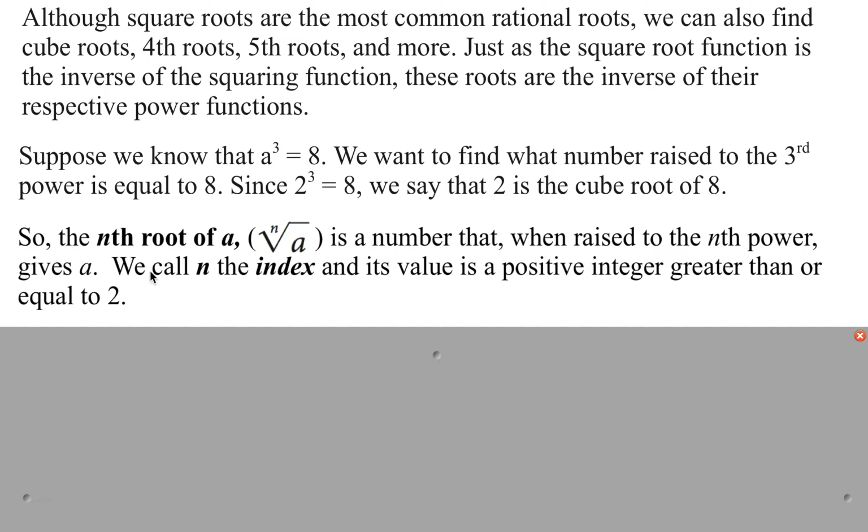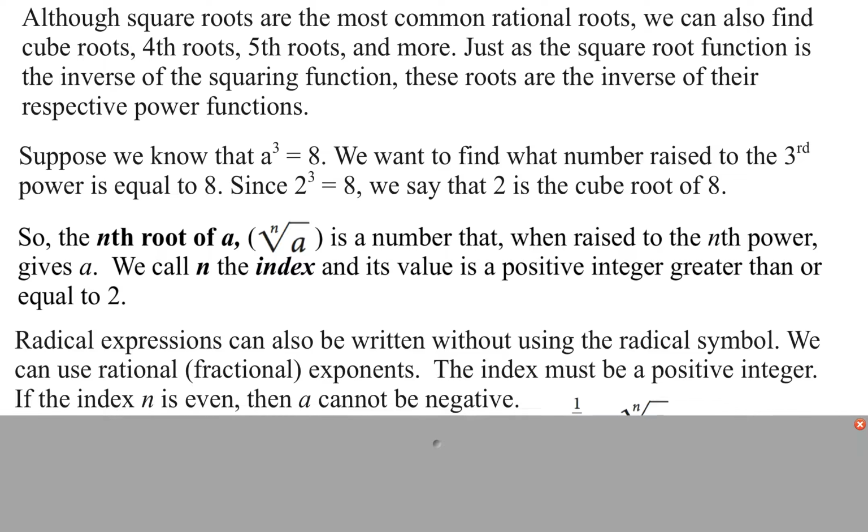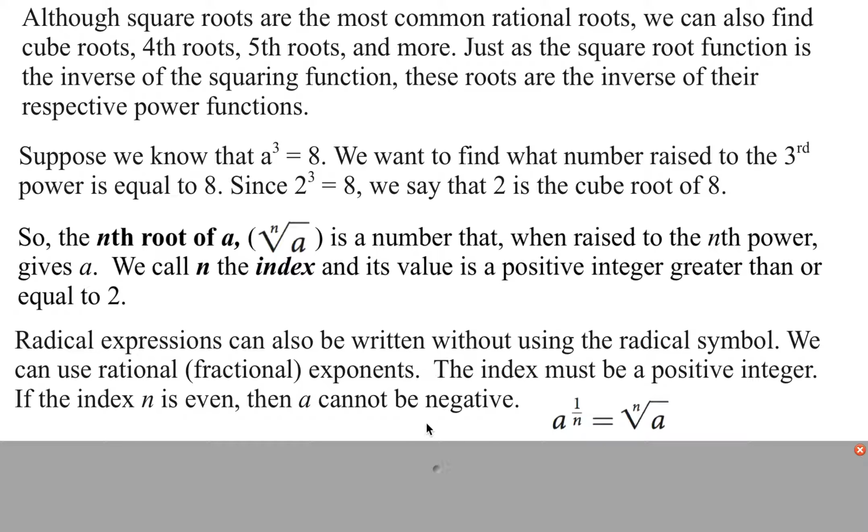So in general, we can say that the nth root of a, and this is how we write that symbolically, the nth root of a is a number that when you raise it to the nth power will give you the radicand a. So n is called the index. We also sometimes call that the root number, and it's always a positive integer, and it's greater than or equal to 2. When it's 2, we generally don't write it for a square root, but if it's something higher than 2, then we'll write that index in there symbolically.